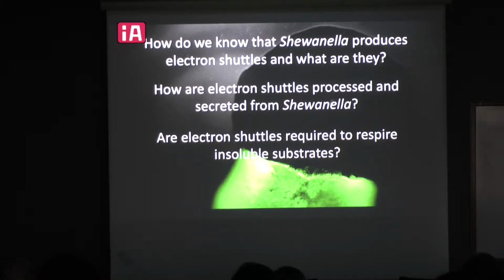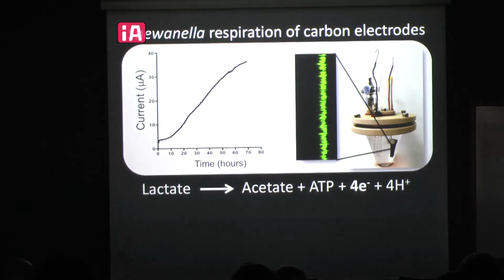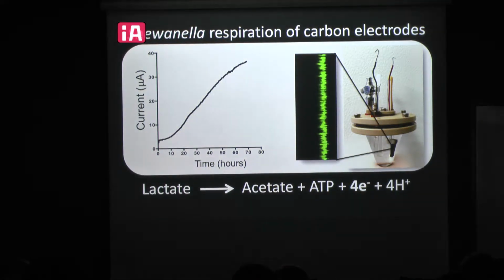Are electron shuttles required to respire insoluble substrates? All right, so here's our little microbial fuel cell, or bioreactor, again. The bacteria on that electrode surface are generating current over time, and the electrons are derived from their ability to eat. So as long as there's food for them in the system, they'll keep making current. But if they run out of food, this current drops.